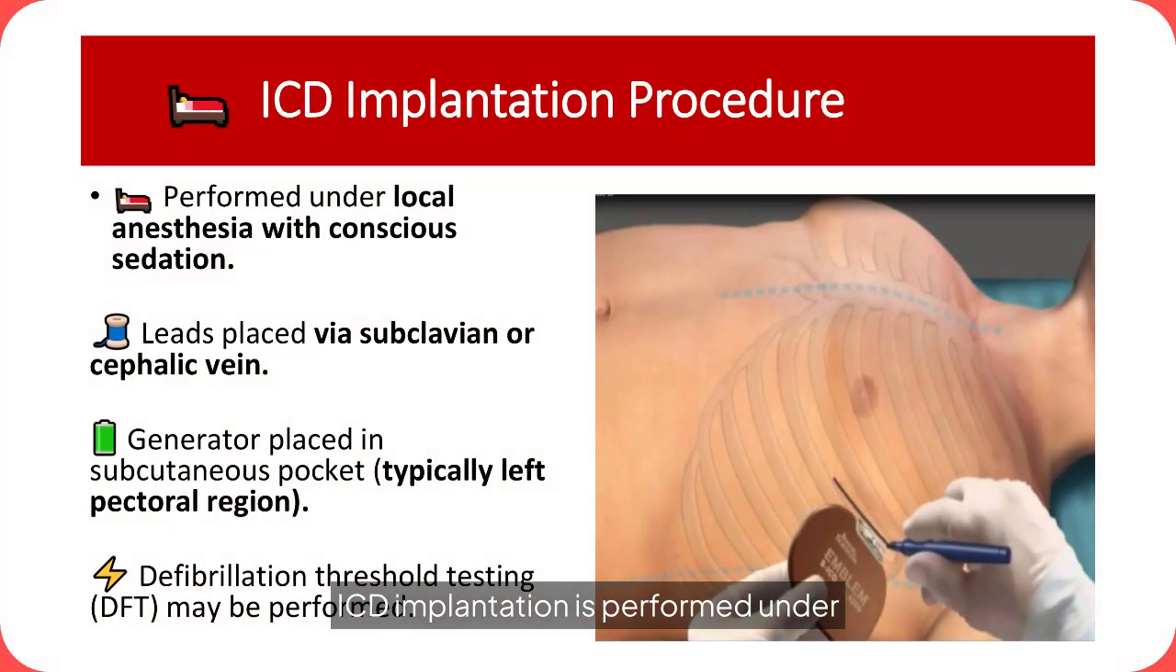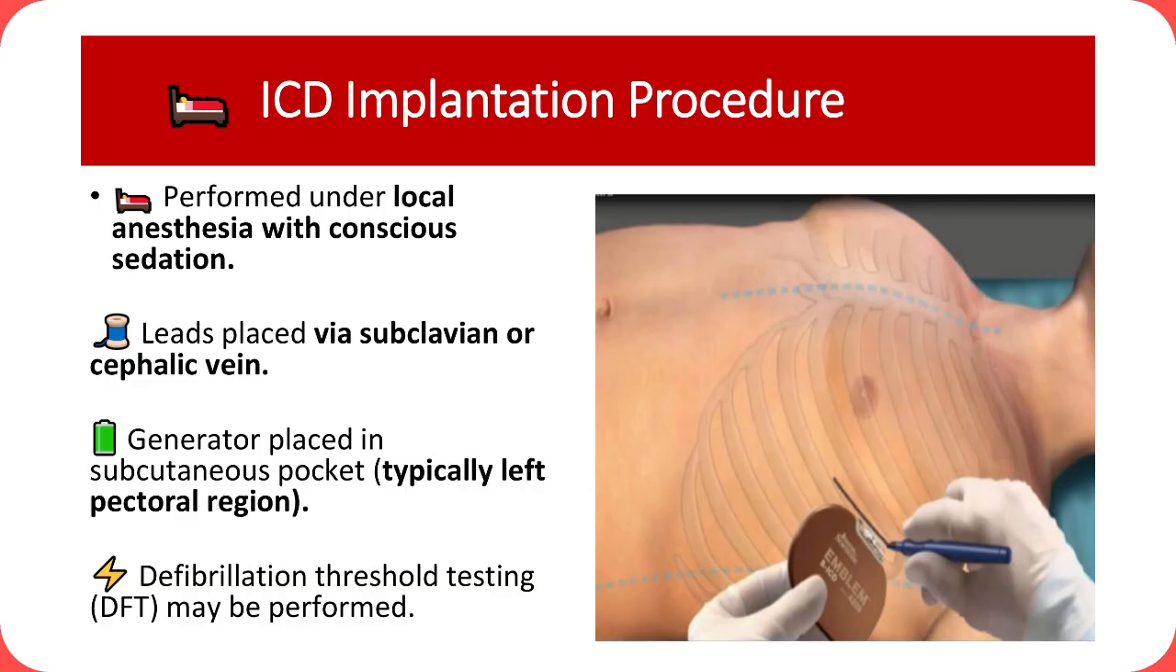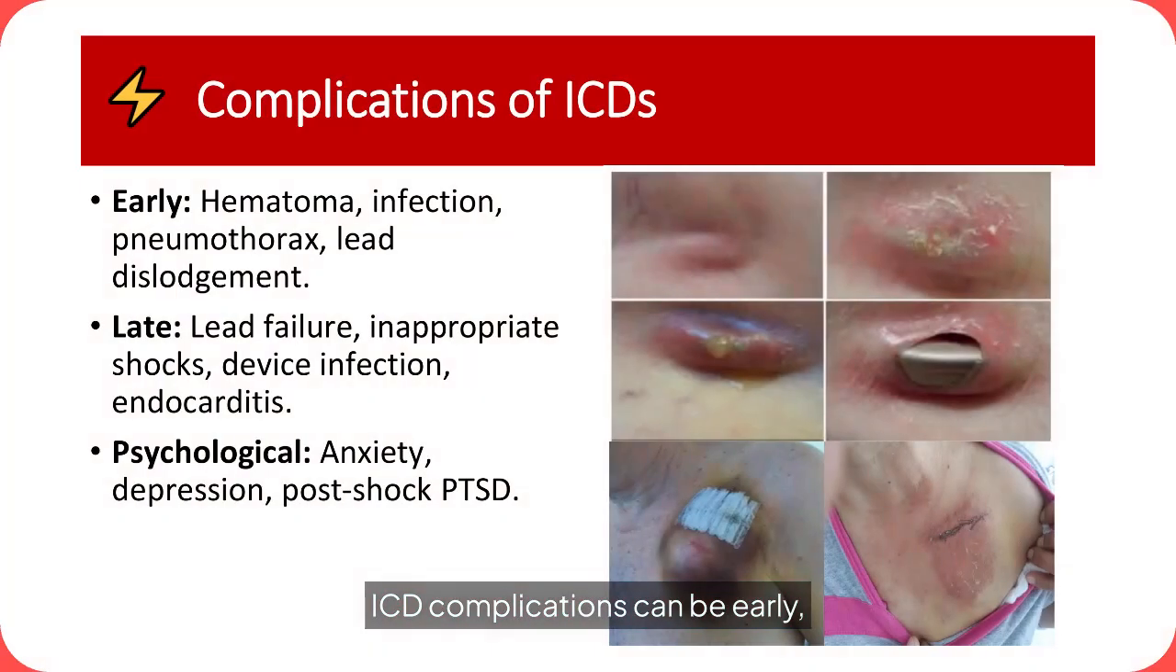ICD implantation is performed under local anesthesia with sedation. Leads are placed via subclavian or cephalic vein, and the generator is positioned in a subcutaneous pocket. Defibrillation threshold testing may be conducted. ICD complications can be early, such as hematoma and infection, or late, like lead failure and inappropriate shocks. Psychological effects include anxiety and depression.